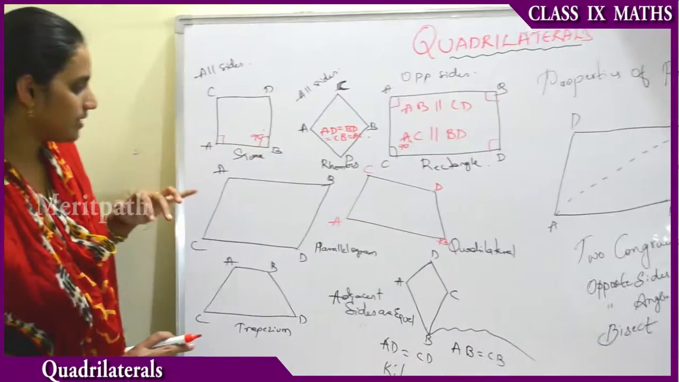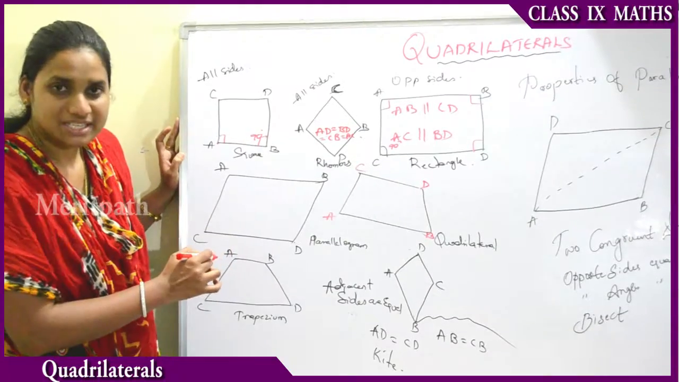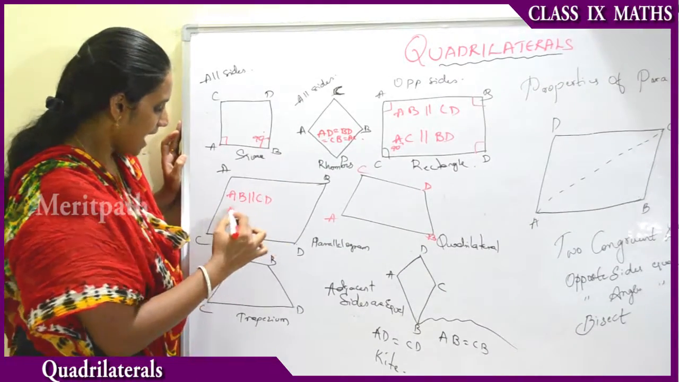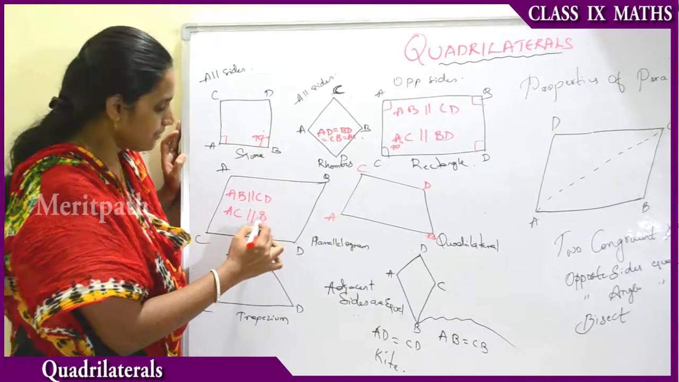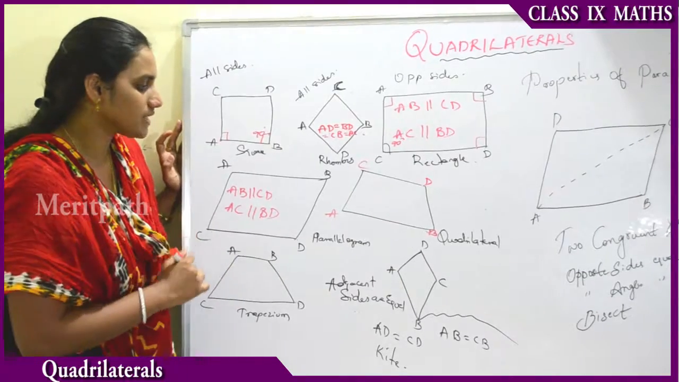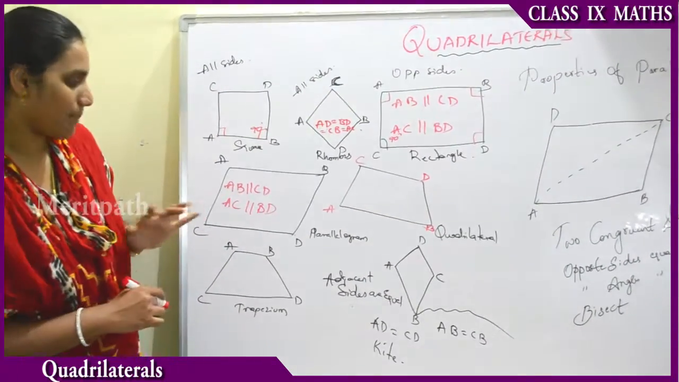And let us see another figure, that is, if the opposite sides are parallel to each other, that is AB is parallel to CD and AC is parallel to BD, and the angles are not equal to 90 degrees, then it follows the rule of a parallelogram, right? The quadrilateral is said to be a parallelogram.